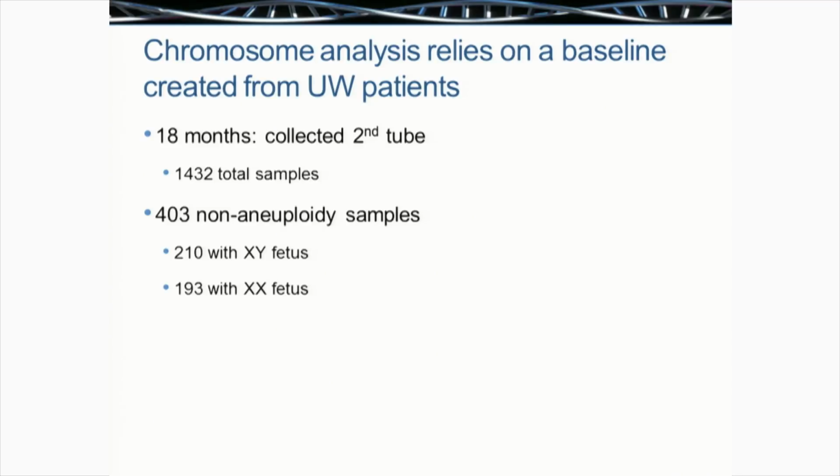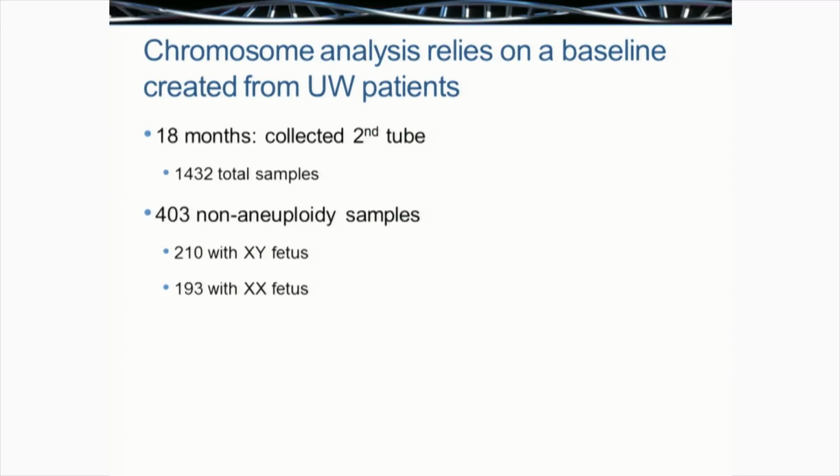But in order to create our reference set, we had 403 that we confirmed to be non-aneuploidy samples, relative to the outside lab, where these were clinical tests that were already going out the door. Because of the timeline, we actually ended up knowing the outcome of those pregnancies as well, because development never goes as quickly as you would like it to go. But 210 of those were pregnant with an XY fetus, and 193 were pregnant with an XX fetus.